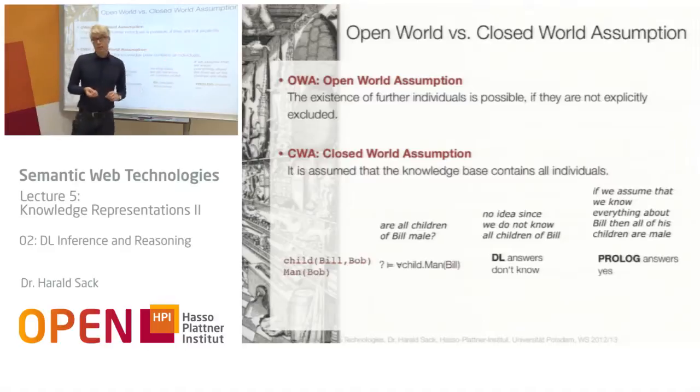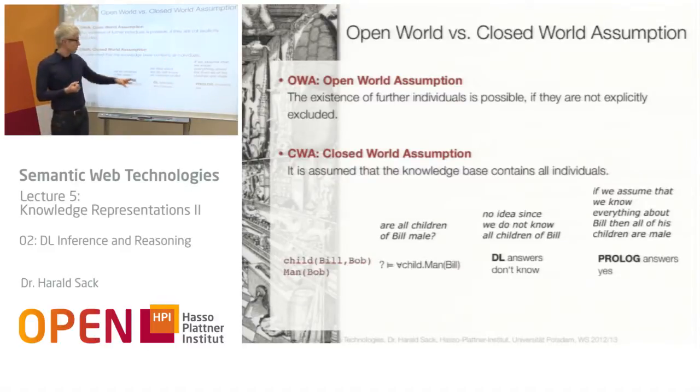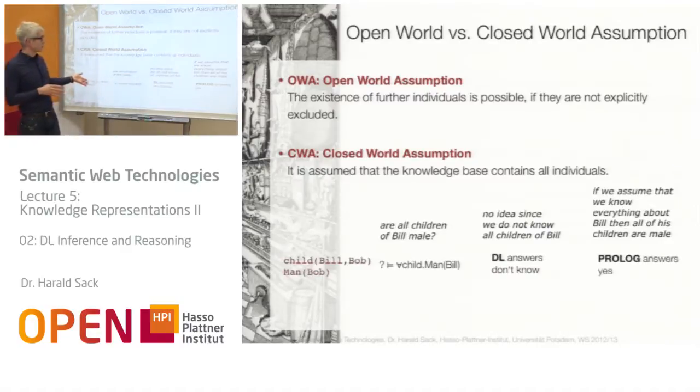In a closed world system, for example, in a Prolog system, which is an artificial intelligence system, this would be the entire knowledge base, and therefore the closed world assumption, which holds for the Prolog system, would deduce that yes, all children of Bill are male because all children are referred to in the knowledge base. There are no other children. There is no other possibility.